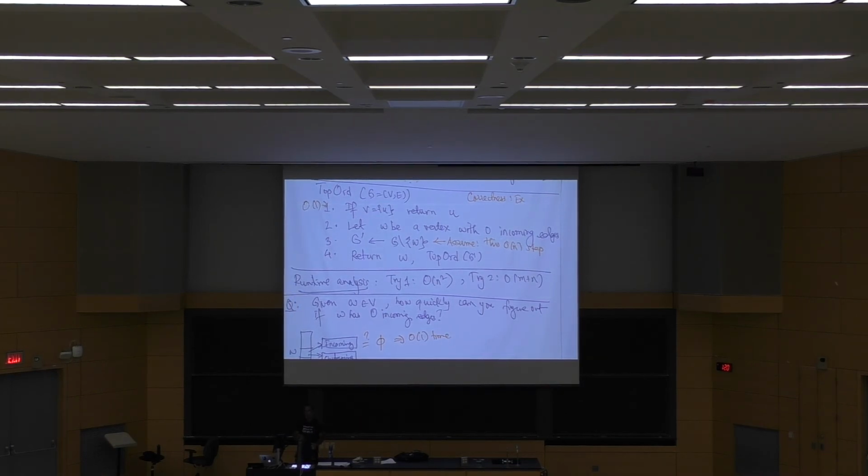So this implies O of 1 time. All right. So if I can tell, given a specific vertex W, whether it has 0 incoming edges in constant time, how much time would you need to do the computation for step 2?